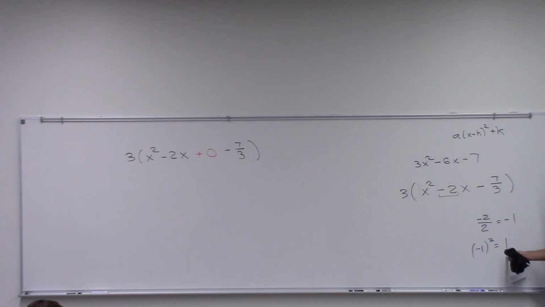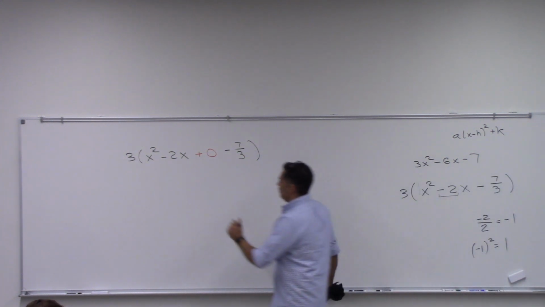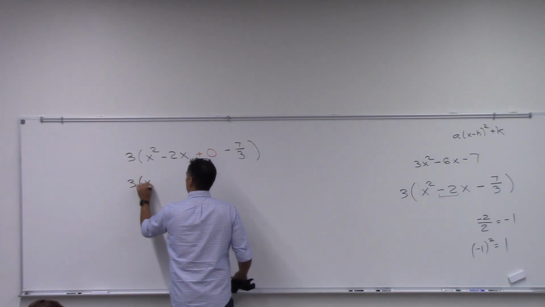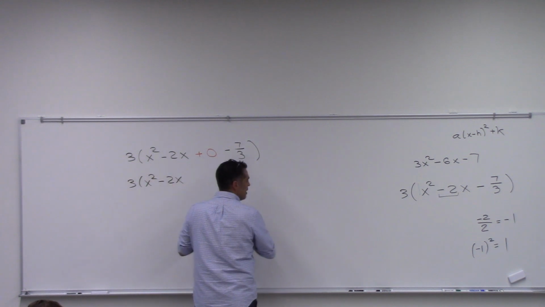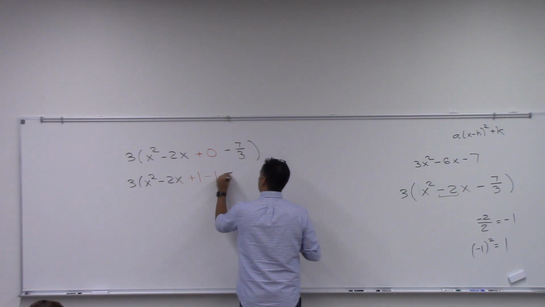I'm going to take this second number, I'm going to add it and subtract it right there where that red 0 is. I'm going to add 1, subtract 1. And then I have minus 7/3 here.